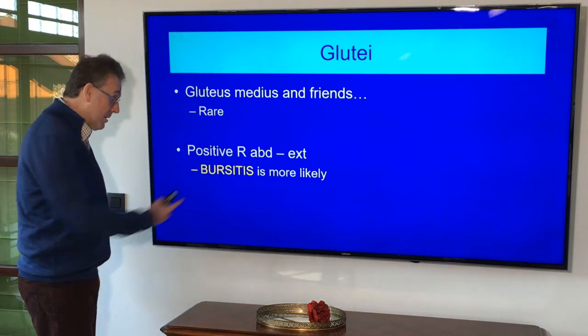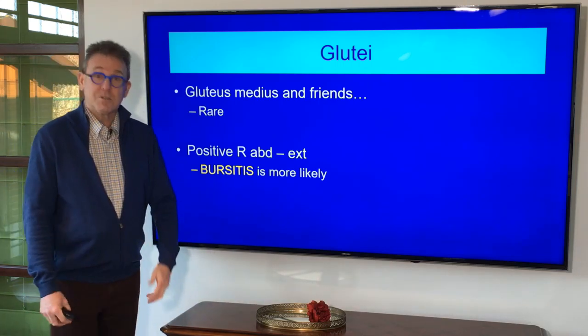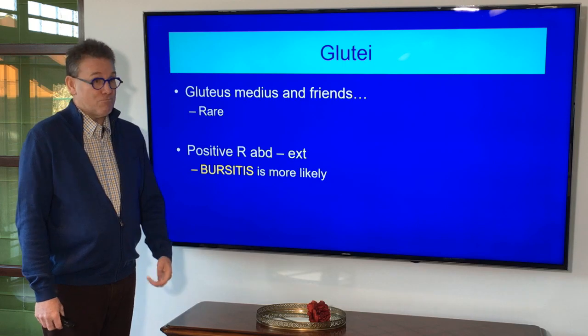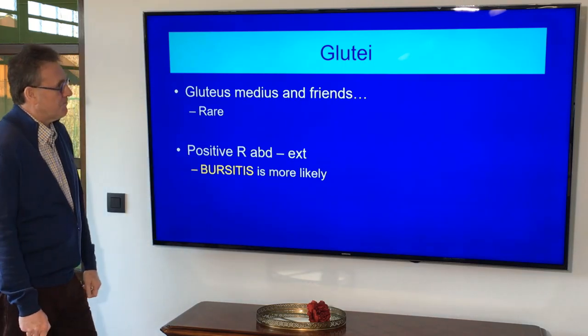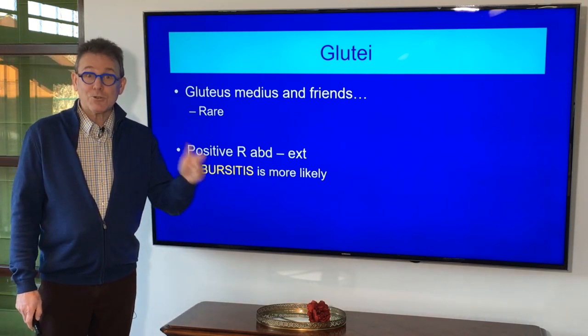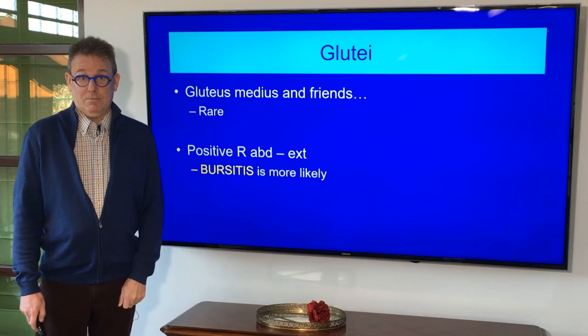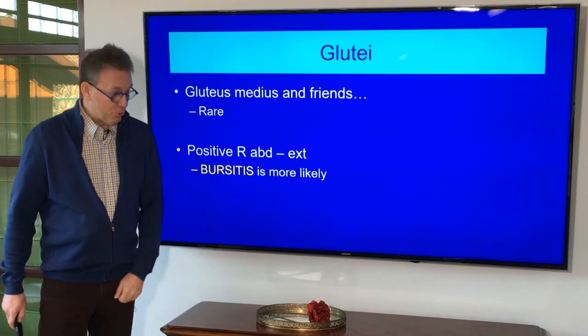More specifically, bursitis. There are a number of bursae in this area, so exclude bursitis first. How can you do that? Diagnostic infiltration. Yeah? But you're going to see these infiltrations in the chapter on bursitis.